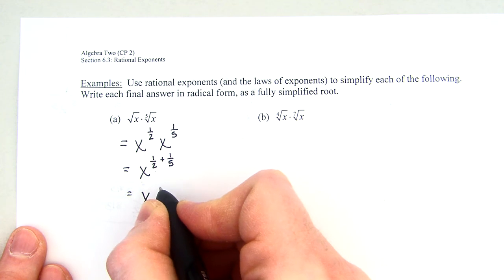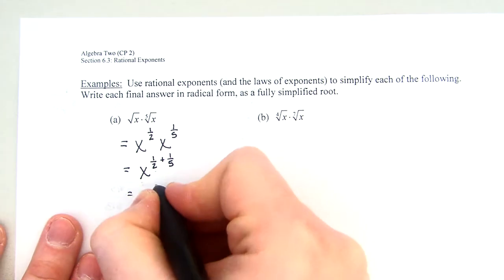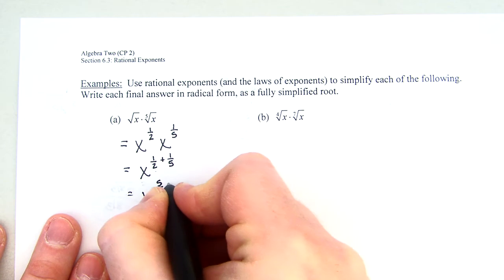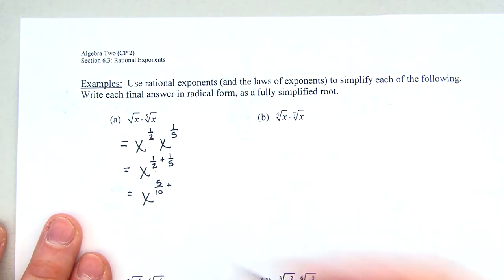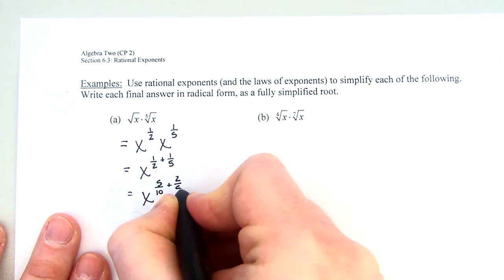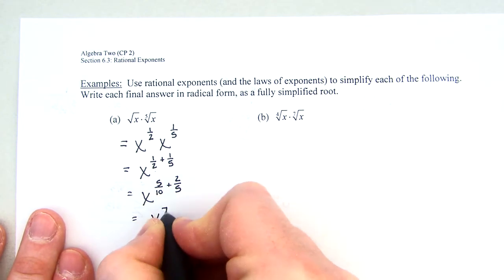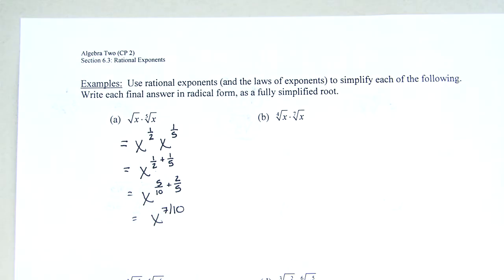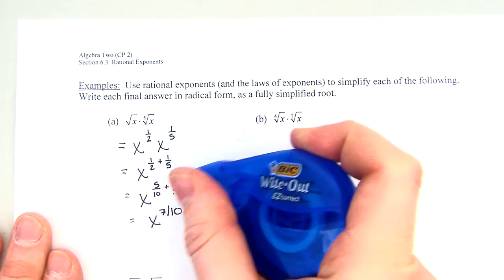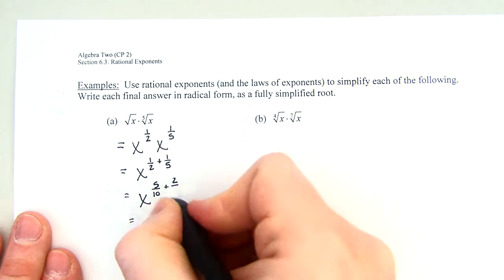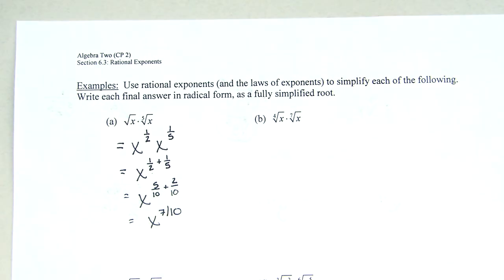So this is like saying x to the... Okay, 1/2 becomes what over 10? 5/10. And 1/5 becomes what over 10? 2/10. You're going to get x to the 7/10. I have no idea why I did that. However, it's not actually there. It now says 2/10, as you can clearly see. Thank you. Good call. X to the 7/10.